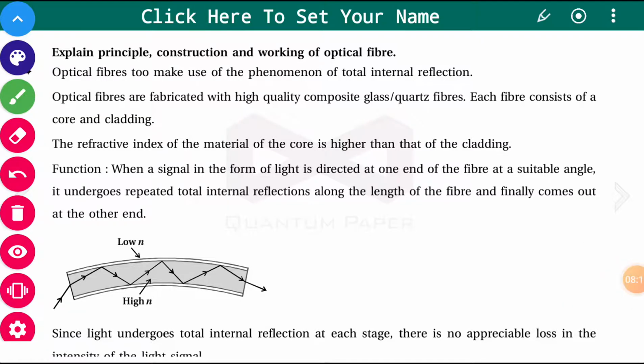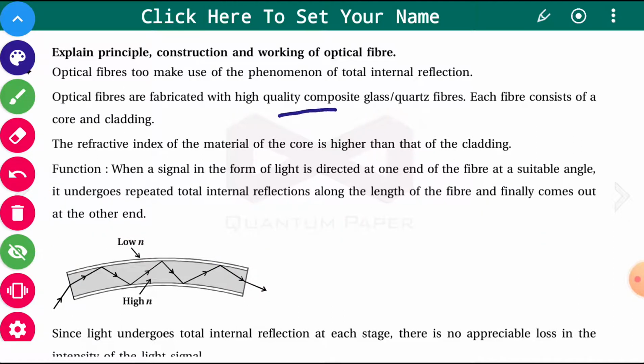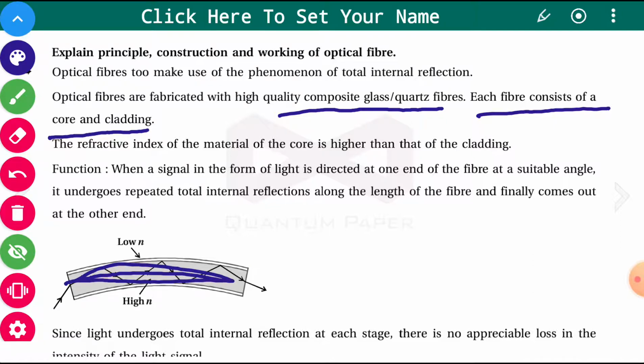Now we talk about the optical fiber, its construction and working. Optical fibers also use the phenomenon of TIR, total internal reflection. Optical fibers are made of high quality composite glass or quartz. Each fiber consists of a core and cladding. Try to understand, this internal part is known as core and the outer layer is known as cladding.